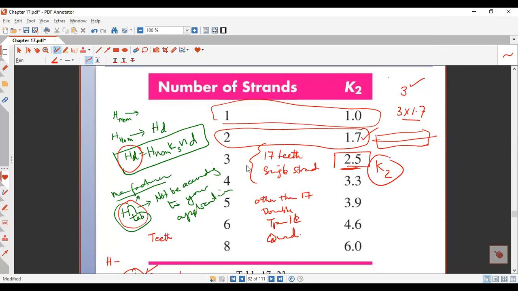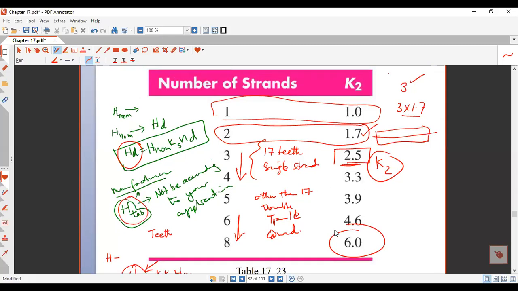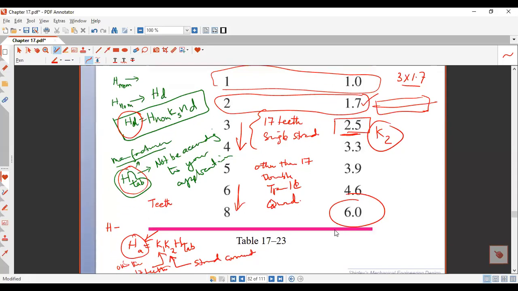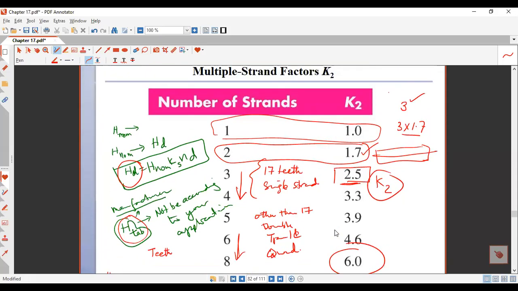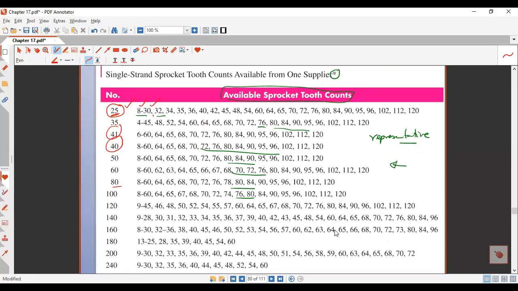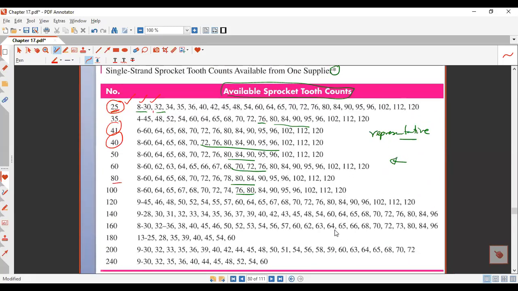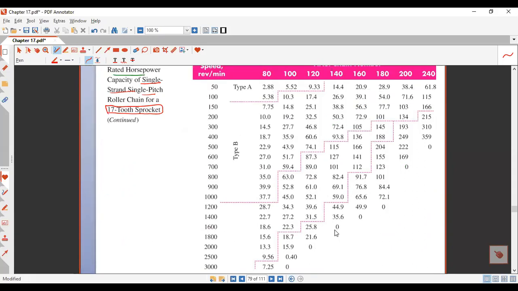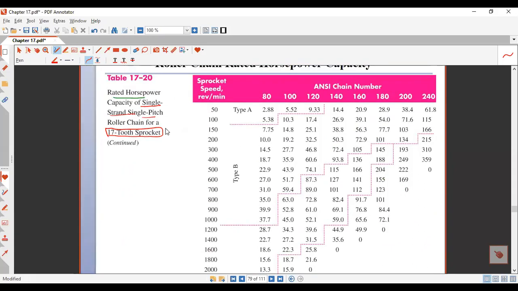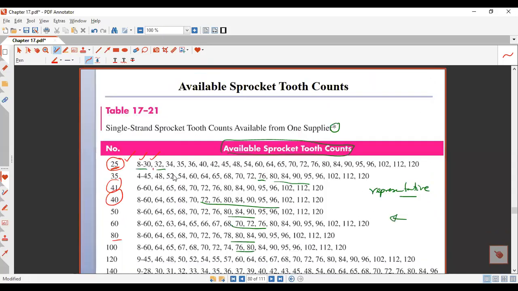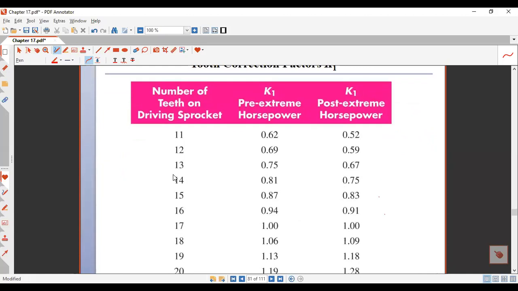So these are the number of strands, 4, 5, 6 and up to 8. You will multiply it by K1. K1 तो हमने बात की ना कि let's say over here in the table, the table only gives you the horsepower for a 17 tooth sprocket. What if you are using a 21 teeth sprocket? Then you have to multiply this by a K1. ठीक है जी. ये आपकी K1s है.